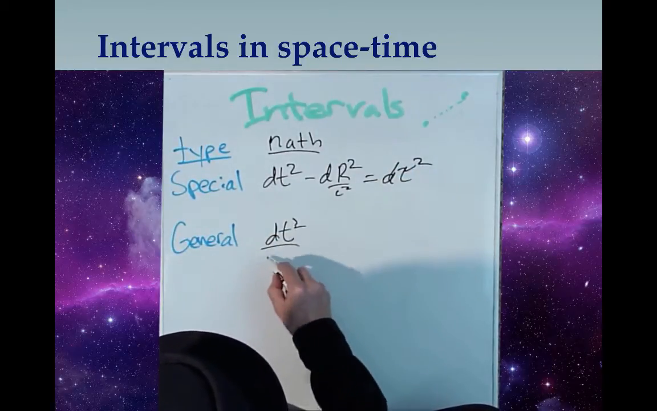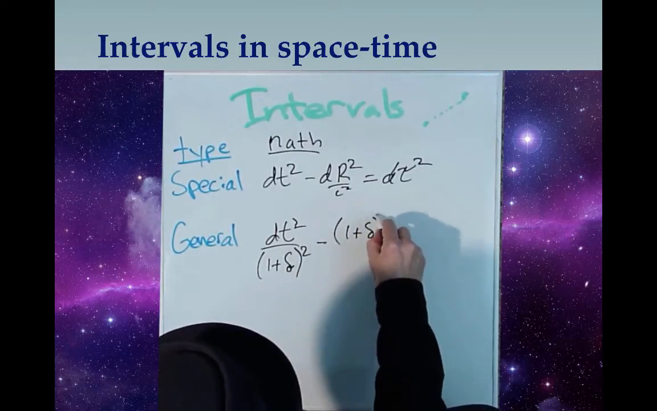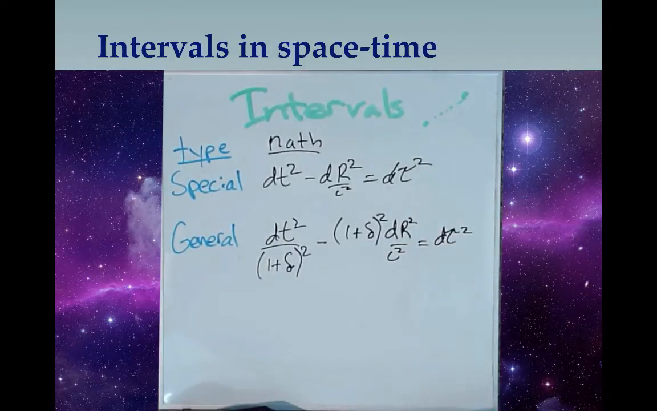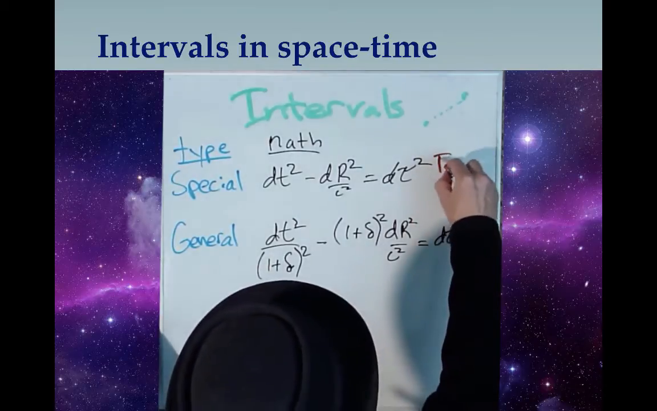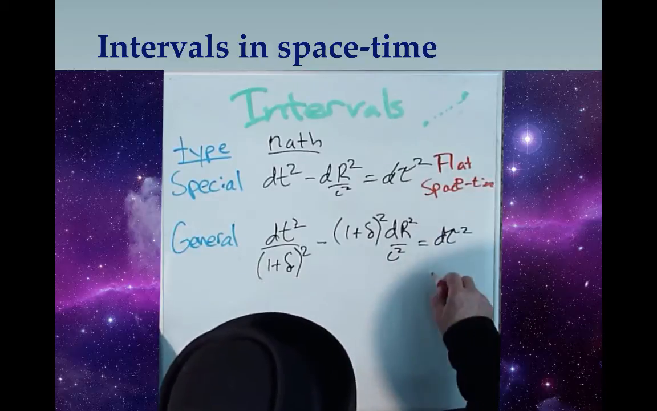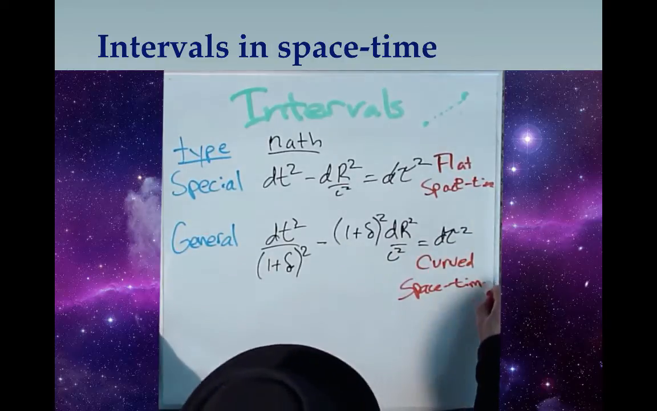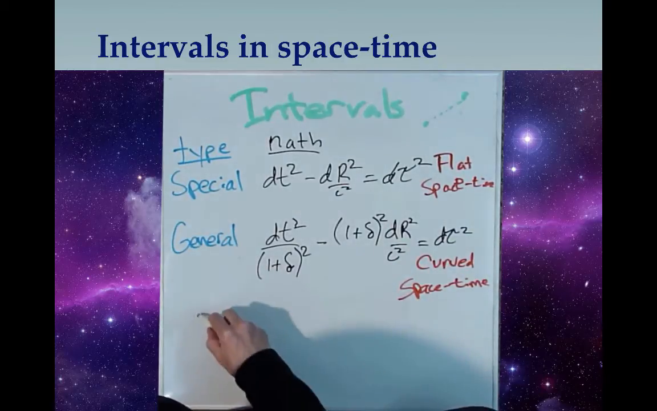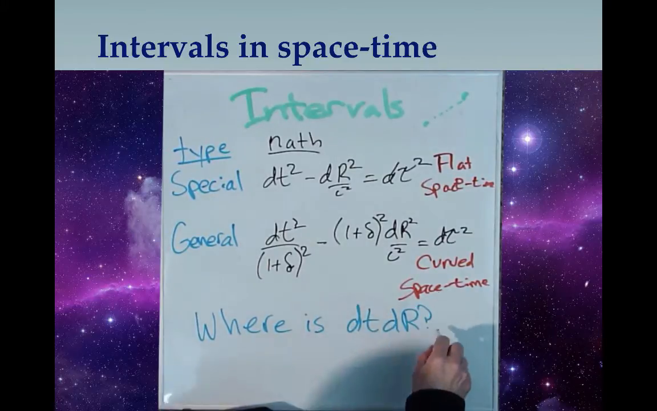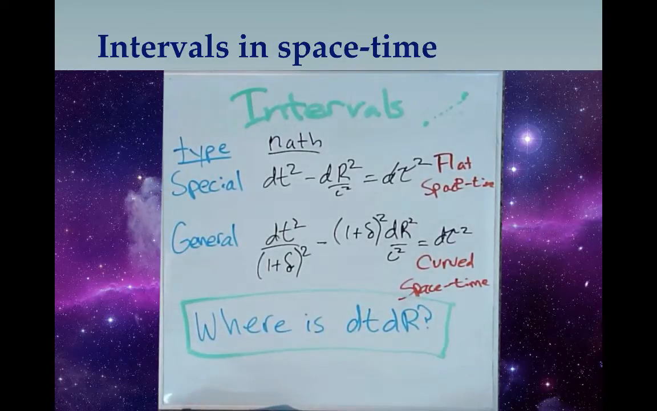Now, if we want to generalize it, what this means is we don't put constants in front of the dt and the dr, but we come up with some kind of function, and that behaves differently. We call this working in flat space-time. And this is curved space-time because it's no longer, well, flat. It's different from being flat. But the big question to me is, where is dt dr? Because it's totally legal to do something like that.